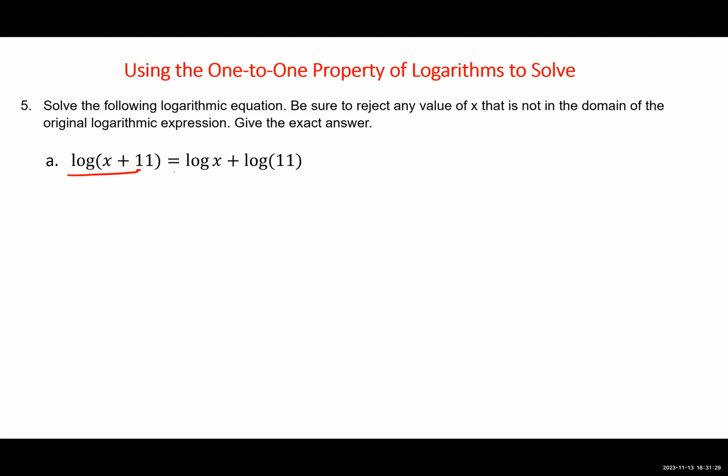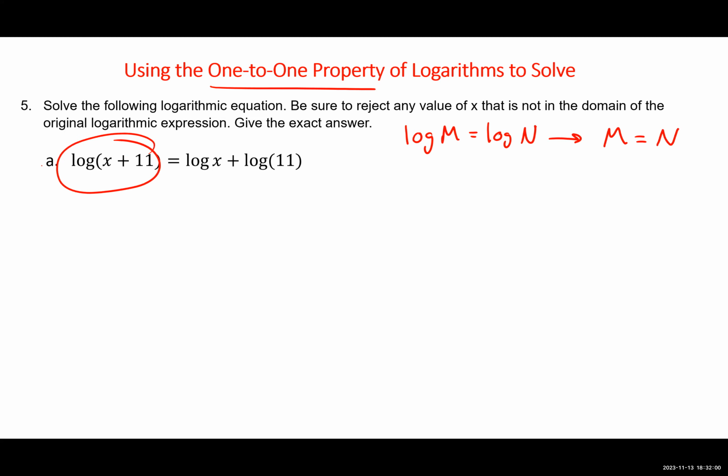We've got a log is equal to a log plus another log, right? There's no number on its own. So we're not going to use the definition. We're going to use the one-to-one property of logs, which is saying if the log of m is equal to the log of n, then m has got to be equal to n. So you want a log on the left, log on the right. We're good on the left-hand side. We have the log of x plus 11.